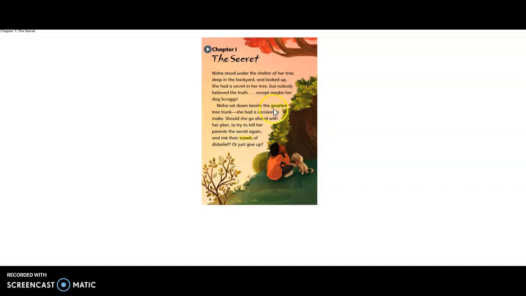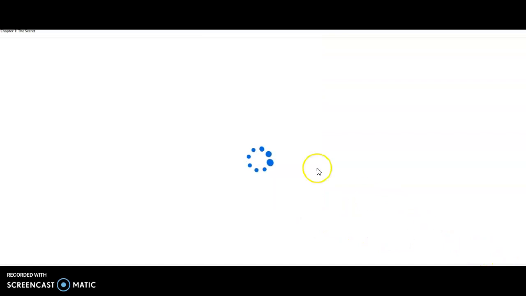I want you to pay attention to the word gnarled. Gnarled means twisted. Look at this tree trunk, how it's twisted and gnarled. And scowls means a face that you make when you're upset or angry. So we already can tell one of Nisha's worries. She's worried that her parents are going to scowl and be upset or angry when she tells them her secret.